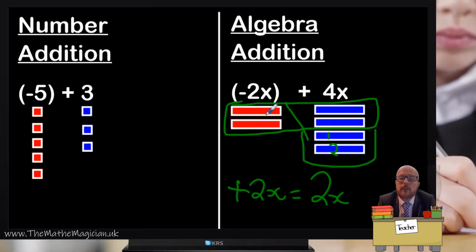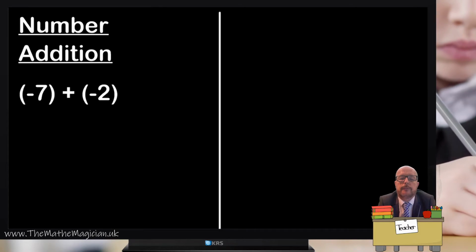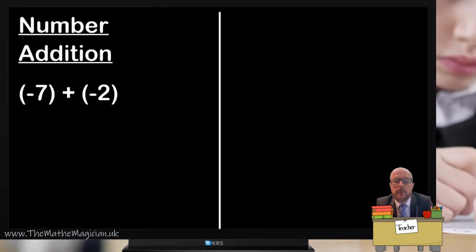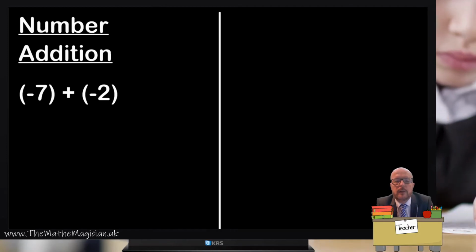Take a second to look at the next question because it's a little bit more tricky than the ones we've been doing so far. This is a particularly difficult one, so I really want you to take a second to pause the lesson and see what you would get.